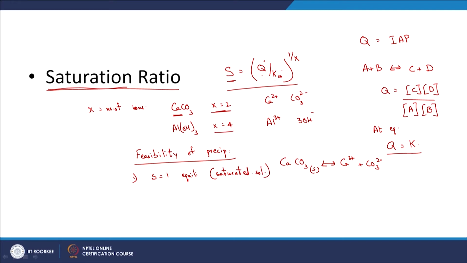The second case is when S is greater than 1. This is the case when precipitation is feasible. Consider this when Q is greater than KSO. And what does Q greater than KSO mean? It is oversaturated. And the next case, when S is less than 1, precipitation is not feasible, or dissolution is feasible, I guess.